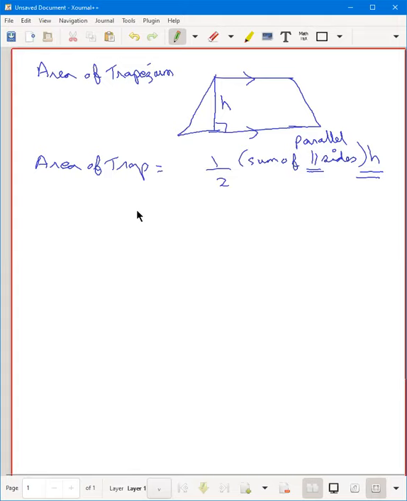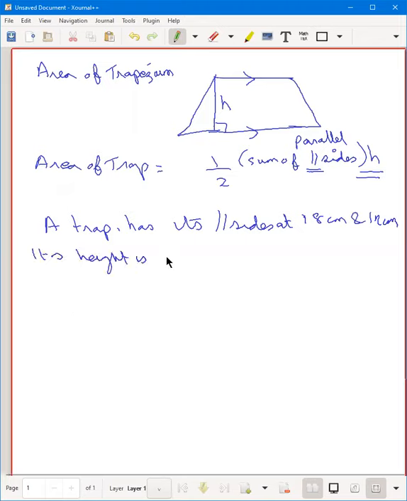So let's take an example. A trapezium has its parallel sides at 18 centimeters and 12 centimeters. Its height is 14 centimeters. Find its area. Can you try to do this?